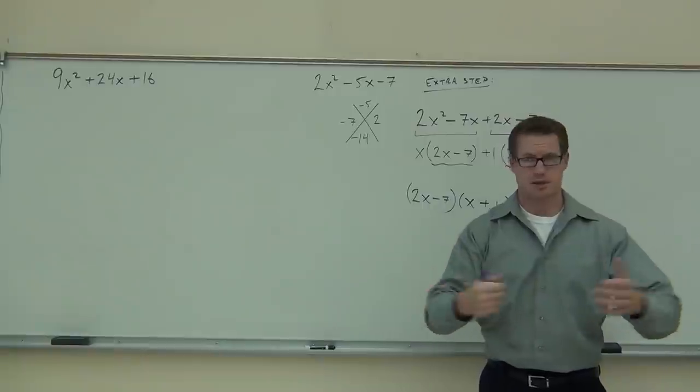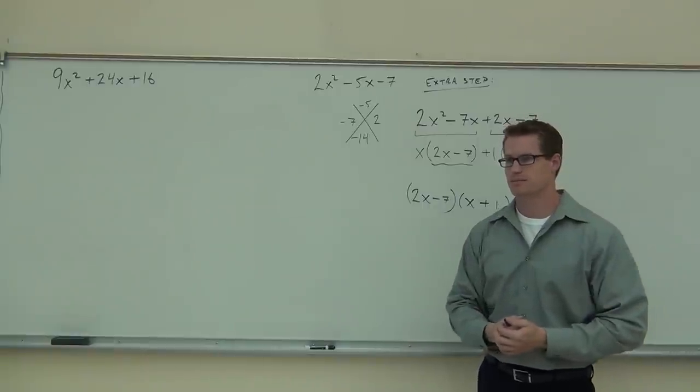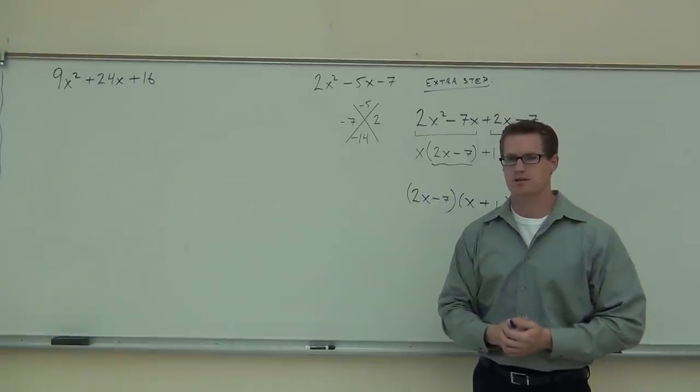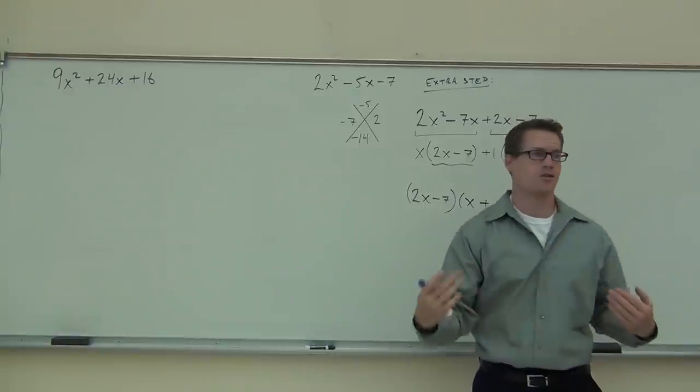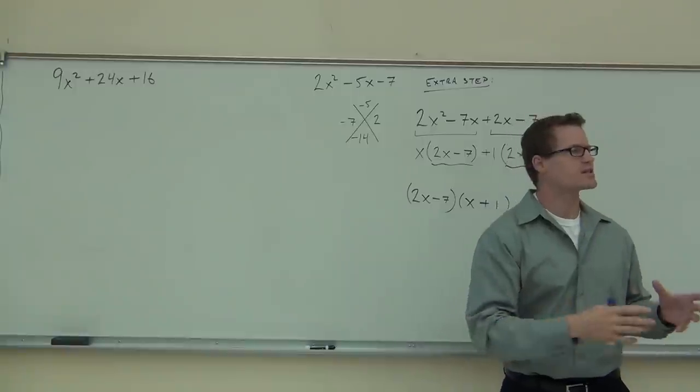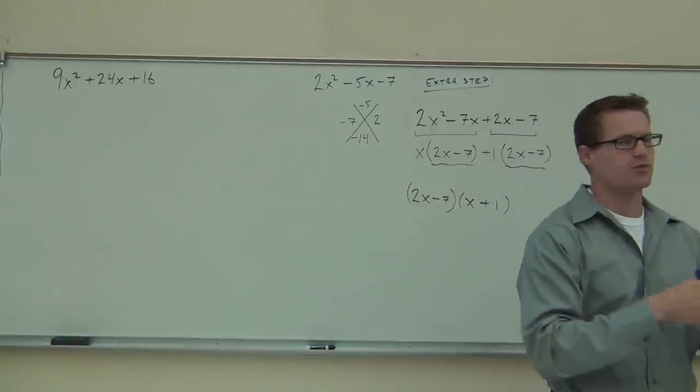We would look for one. Does it have a greatest common factor? Now, we really want it to, but no, it doesn't. The 9 and the 24 have one, the 24 and the 16 have one, but not all three of them have one. So what's the next thing we do if we can't find a GCF? What do we do?